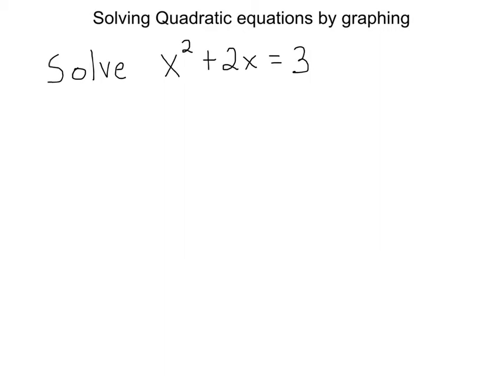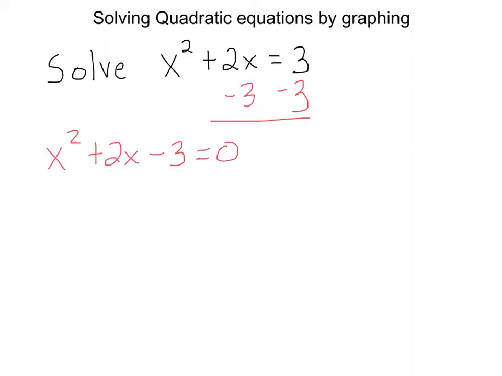Now, the first thing I need to do to solve this by graphing is I need to get it in standard form. Currently, it is not in standard form because this 3 right here is to the right of the what? Equal sign. So how can I get that 3 to the left of the equal sign? So I will subtract 3 on both sides like that. And so I have x squared plus 2x minus 3 equals 0. And now I have it in standard form. And I want to solve this by graphing.